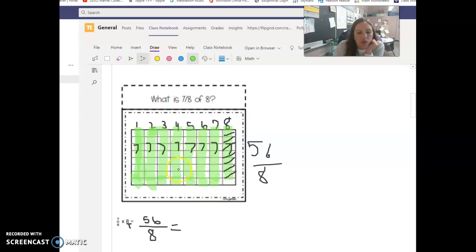Okay, we have created now all of these wholes, and I don't have any fractions left over. So let's count how many wholes we have. 1, 2, 3, 4, 5, 6, 7. So 56/8 is the same as 7 wholes.